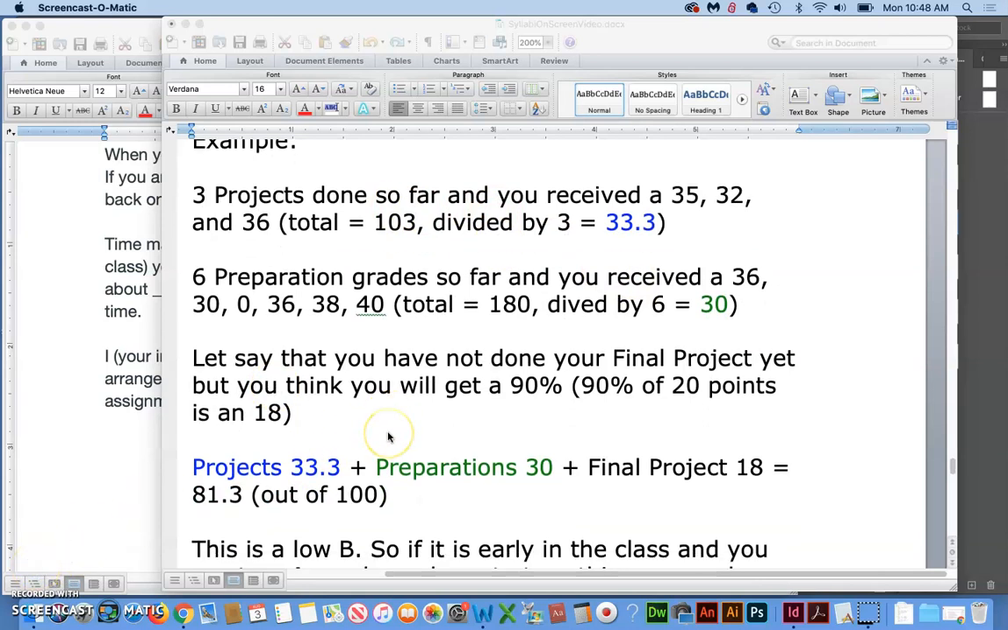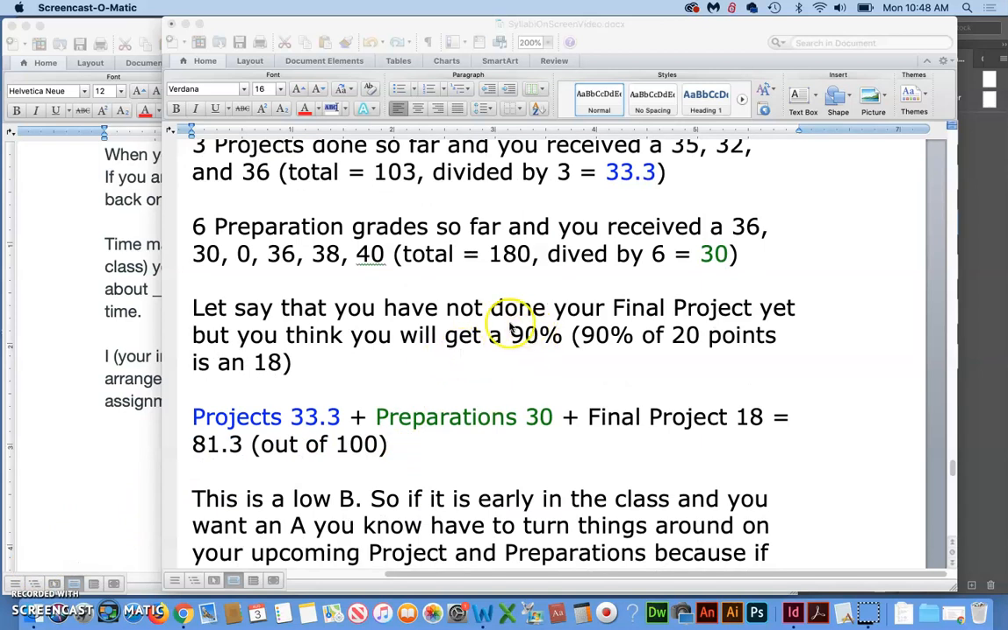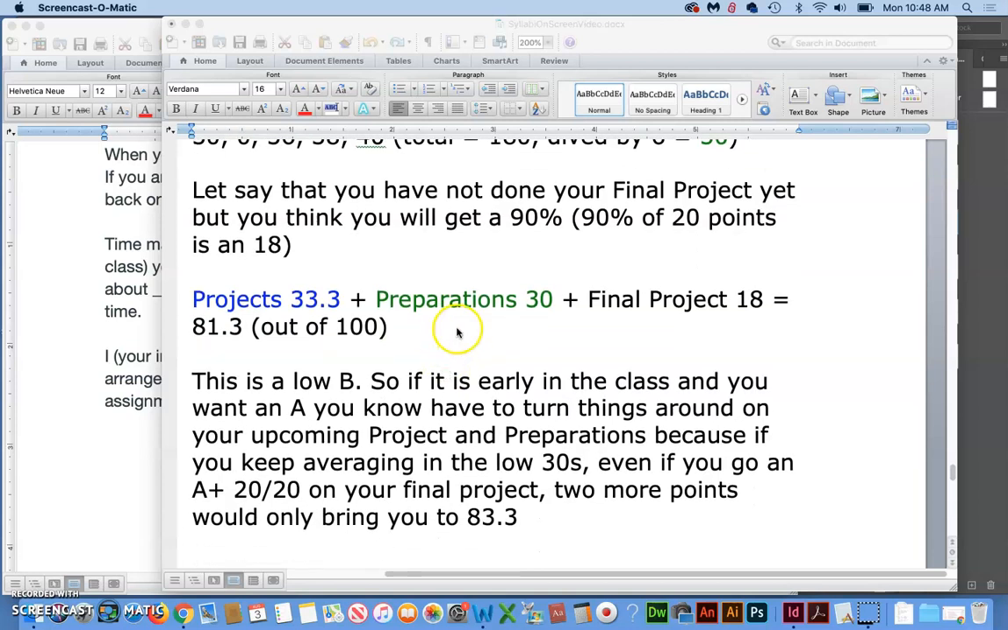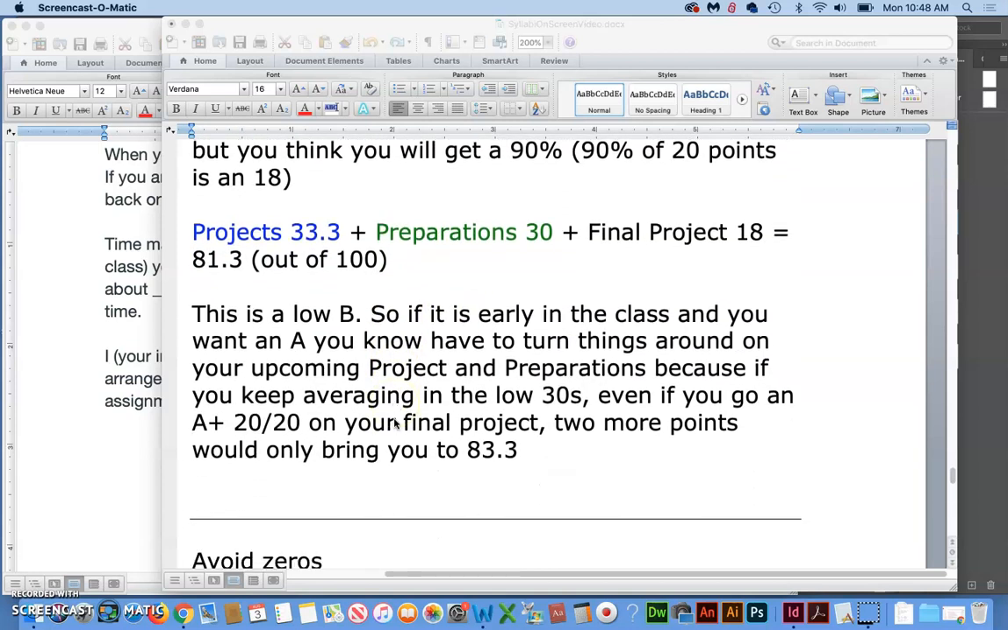And in this example, I even show you a way to say, oh, I think I'm going to get about this much on the final. And then just notice that sometimes it doesn't make that big of a difference. So it's important to monitor your grades all throughout the semester.